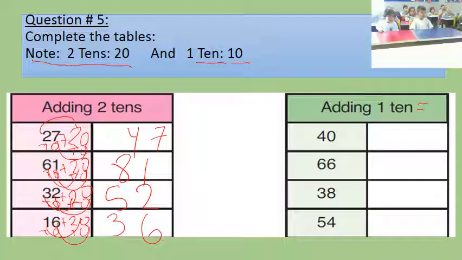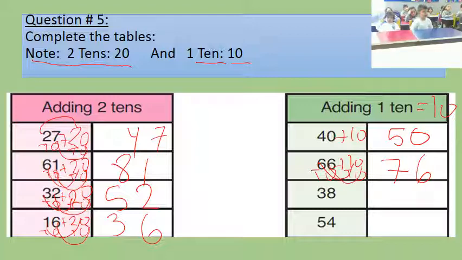How much is 1, 10? 10. Okay. 40 plus 10, let's see, 50. 60 plus 10. 6 is tens. Ones. Tens. Ones. Ones with the ones. 6 plus 0. 6. 6 plus 1, 7.